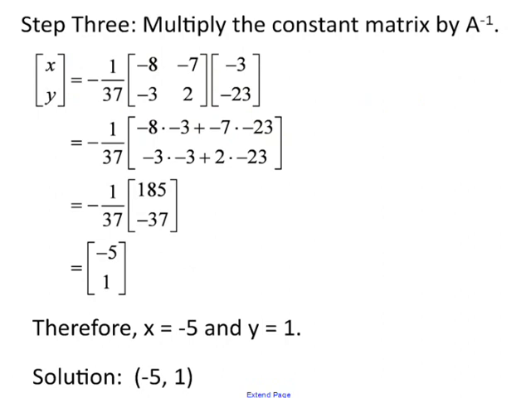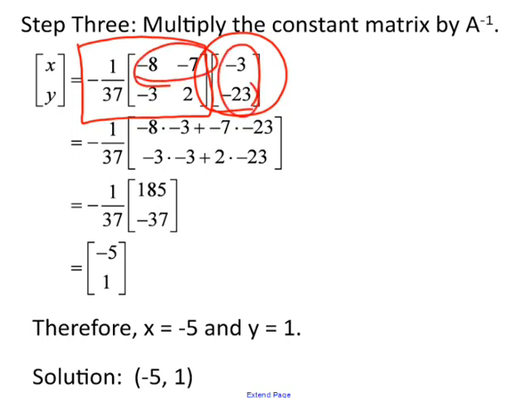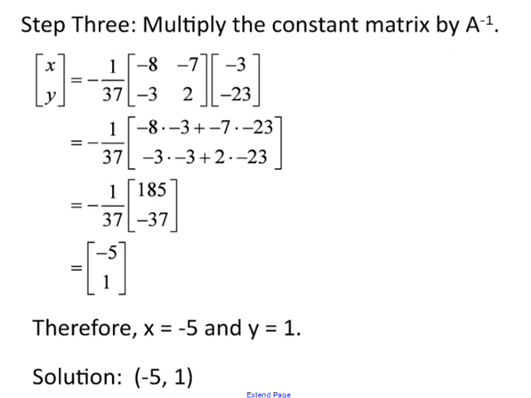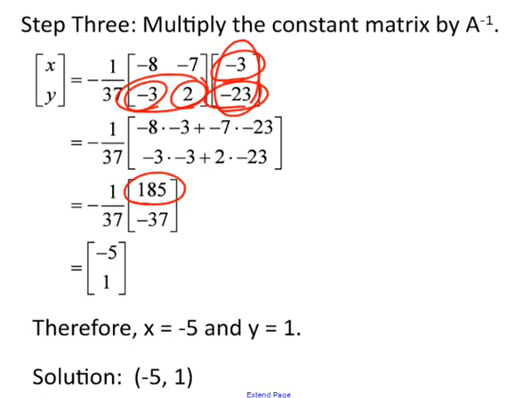The inverse that we just found, we're going to multiply that by the constants. Multiplying matrices, top row, first column, the negative 8 times the negative 3. And we also have negative 7 times negative 23. When we add those together, we get 185. Second row, we take the negative 3 times the negative 3 and 2 times negative 23. When we add those together, we get negative 37.